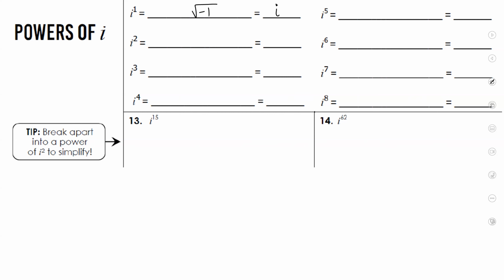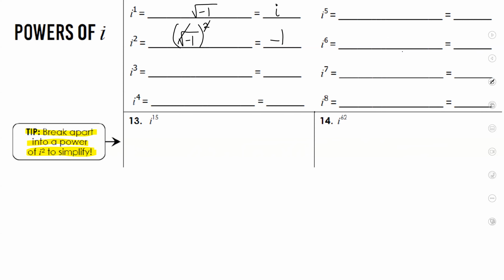Well, remember, guys, the definition of i is the square root of -1. If I square it, the square root cancels out with the squared, so it's -1. Now, I want you to pay attention to this helpful tip. It says break apart into powers of i squared. Okay, so I'm going to write i cubed in terms of i squared. So let me show you what I mean by that.